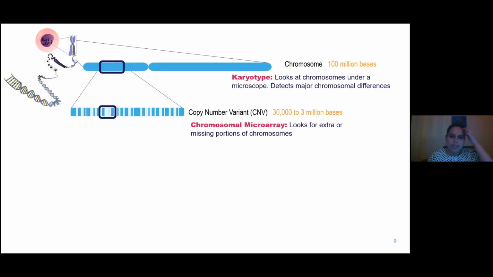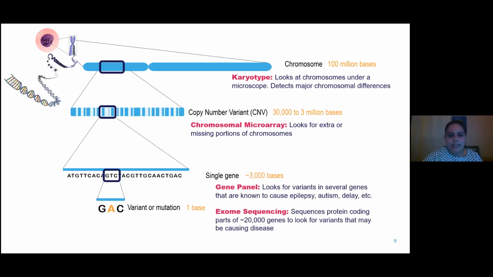Then if you zoom in a little bit more, there's a test called chromosomal microarray, and that looks for smaller changes in the amount of DNA that we have. So again, smaller pieces of genetic material, or instructions for making our bodies, that are either missing or deleted. And then we move into looking at the finest level of detail.